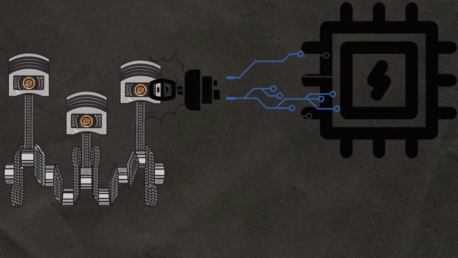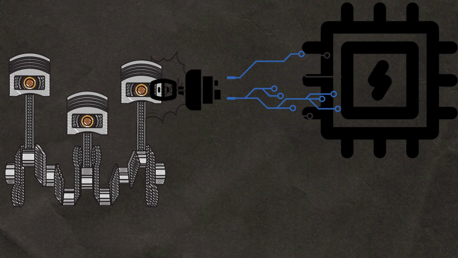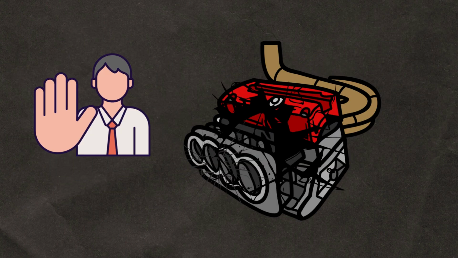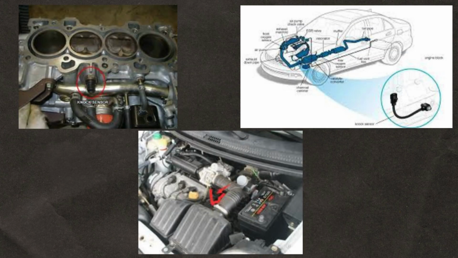Knock sensor. Detects engine knocking or pre-ignition. Sends signals to the ECU to adjust ignition timing and prevent engine damage due to knocking. Mounted on the engine block or cylinder head.